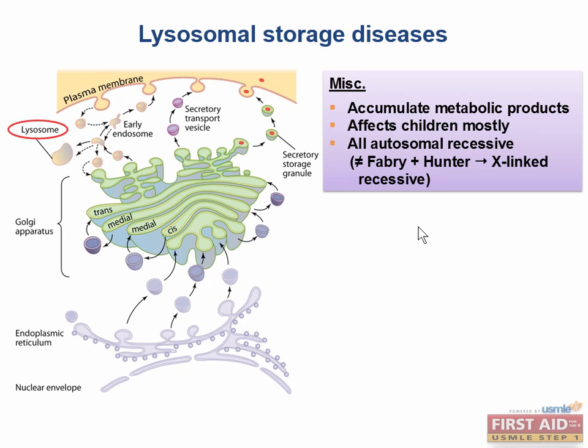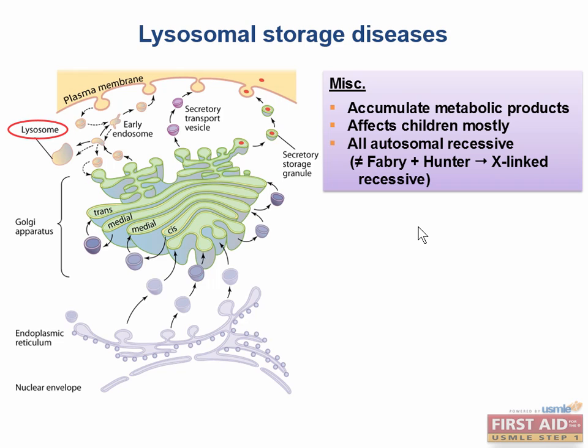Now back to our lysosomal storage diseases. The lysosomal storage diseases in general are going to accumulate metabolic byproducts and mostly affect children, and are often deadly at a young age. They're all going to be autosomal recessive except for Fabry's disease and Hunter syndrome, both of which are X-linked recessive.